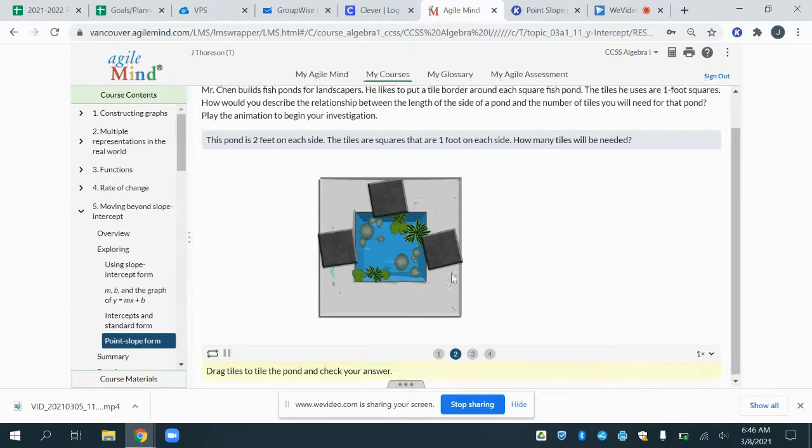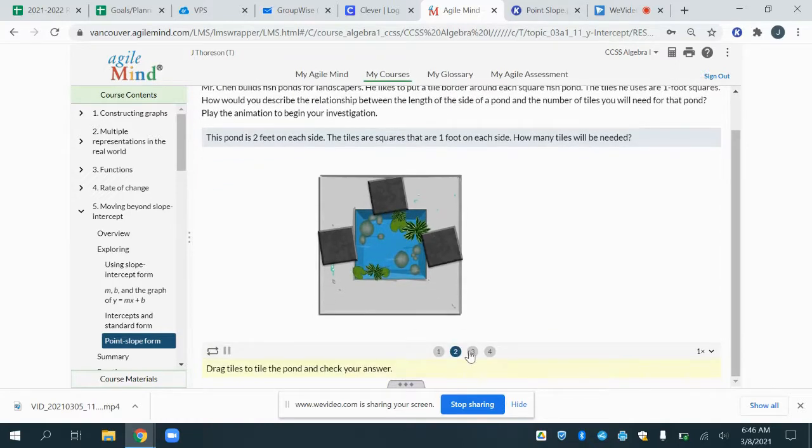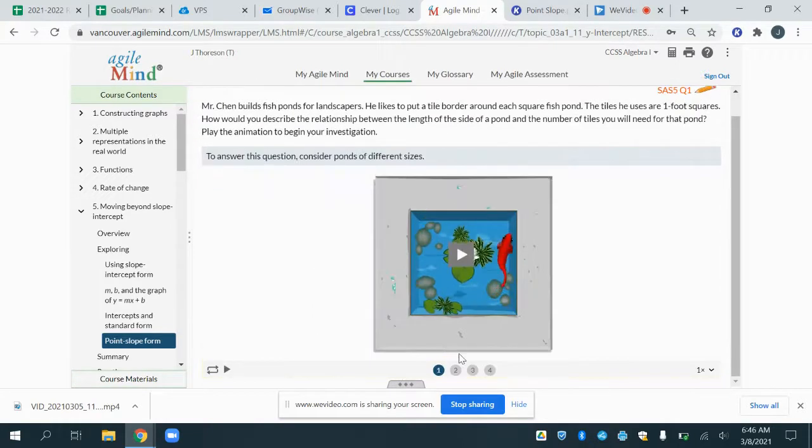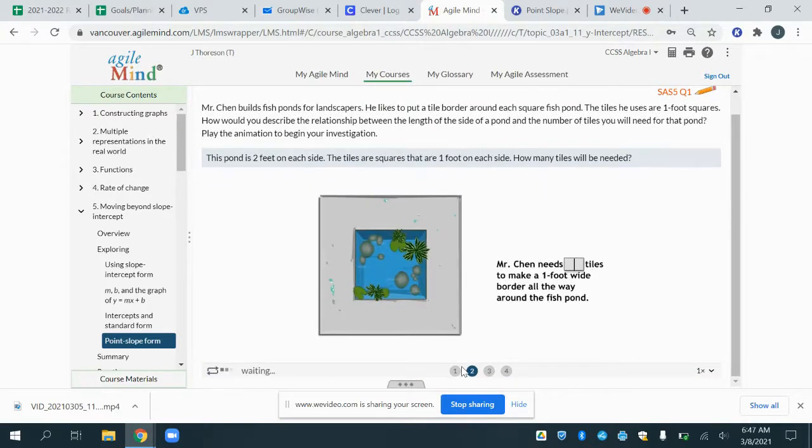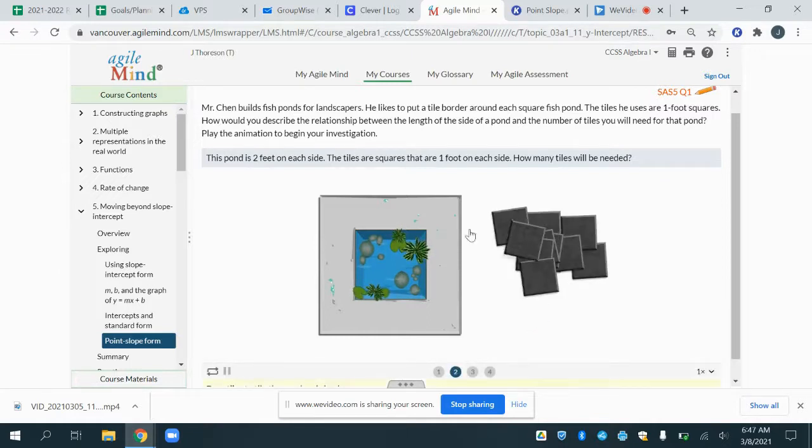Oh, this pond has 2 feet on each side. Okay, so it has 2 feet on each side, so I have to go 1, 2 in the corner, 1, 2 in the corner, 1, 2 in the corner, 1, 2 in the corner. That's going to be 3 times 4. That's going to be 12 tiles. Check.